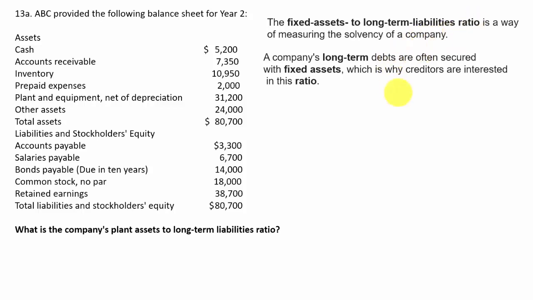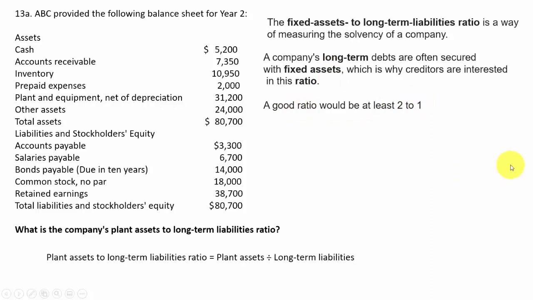Companies' long-term debts are often secured with fixed assets. They can sell these things off usually if they have a problem with the company, which is why creditors are interested in this ratio. A good ratio would be 2 to 1, because the bank figures that the worst case scenario would be they could sell these fixed assets for about half of what they're on the books for. So a ratio of 2 to 1 would be what they'd like to see.